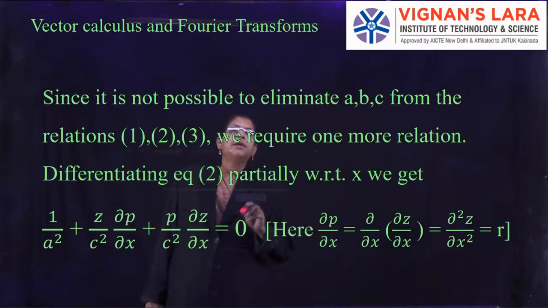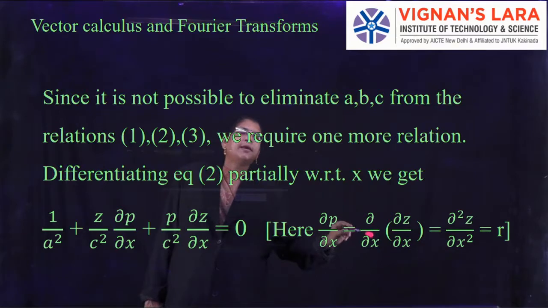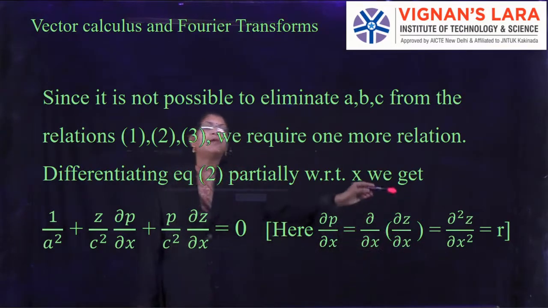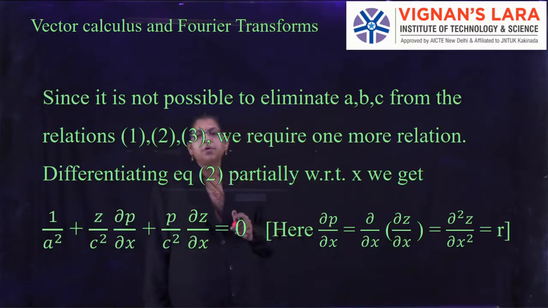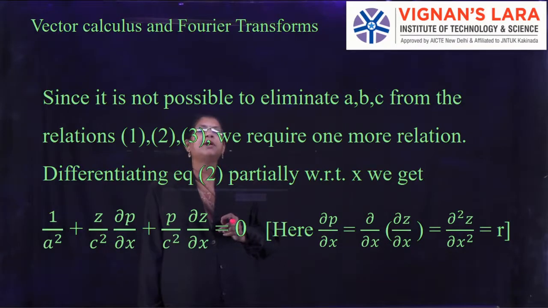So ∂p/∂x equals ∂/∂x of p. What is p? ∂z/∂x. What is ∂/∂x of ∂z/∂x? ∂²z/∂x². How will you denote ∂²z/∂x²? We will denote it by r. Are you all able to follow? ∂p/∂x is nothing but ∂/∂x of ∂z/∂x, which is ∂²z/∂x².